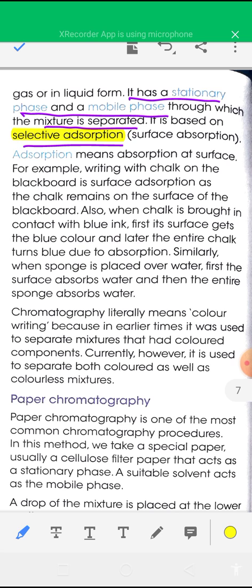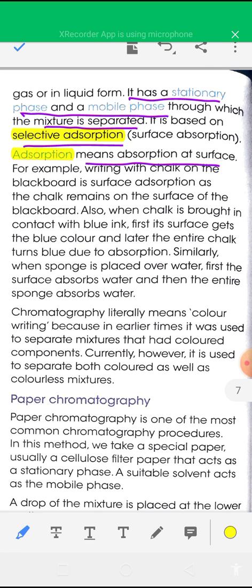Adsorption means absorption on the surface. So you have to remember the definition of adsorption. Adsorption means absorption at the surface. For example, writing with chalk on the blackboard is surface adsorption, as the chalk remains on the surface of the blackboard.